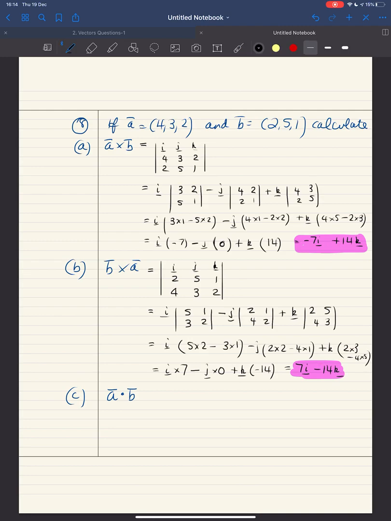So when you switch A cross B and turn it to B cross A, you could just switch the signs. But there we go. Right, A dot B. So this is going to be 4, 3, 2, dotted with 2, 5, 1. So it's 4 times 2, 3 times 5, plus 2 times 1: 8 plus 15 plus 2, which is 25. Another answer there.